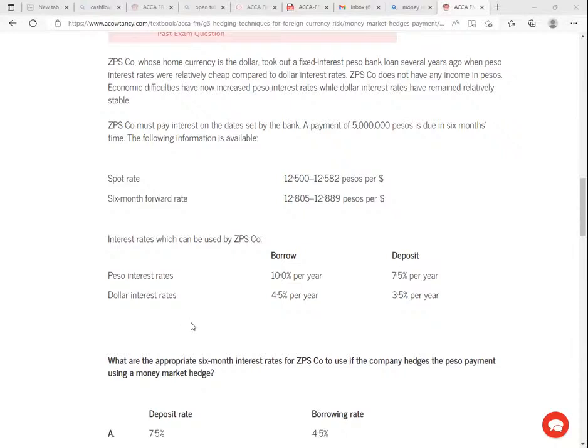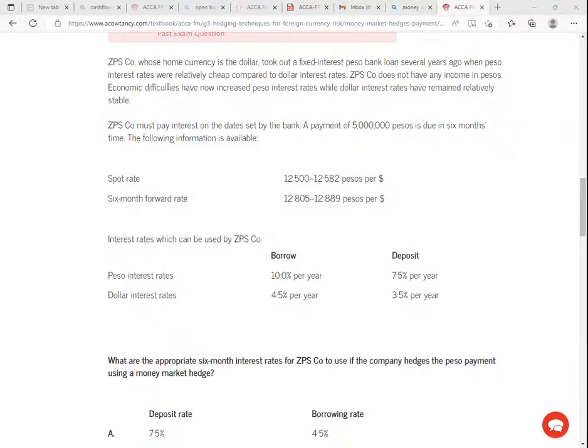ZPS company, whose home currency is a dollar, took out a fixed interest rate peso loan several years ago, when peso interest rates were relatively cheap compared to dollar interest rates. ZPS company does not have any income in pesos. Economic difficulties have now increased peso interest rates, while dollar interest rates have remained relatively stable. ZPS company must pay interest on the date set by the bank. A payment of 5 million pesos is due in 6 months' time. The following information is available.